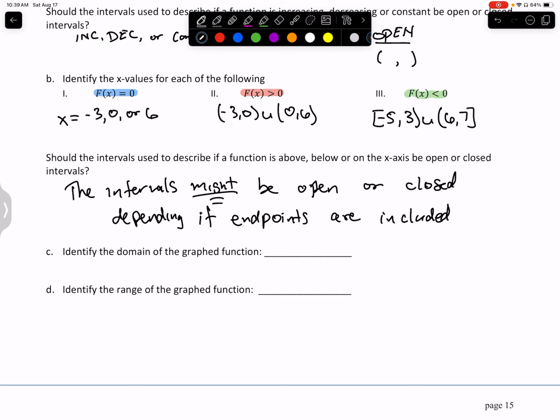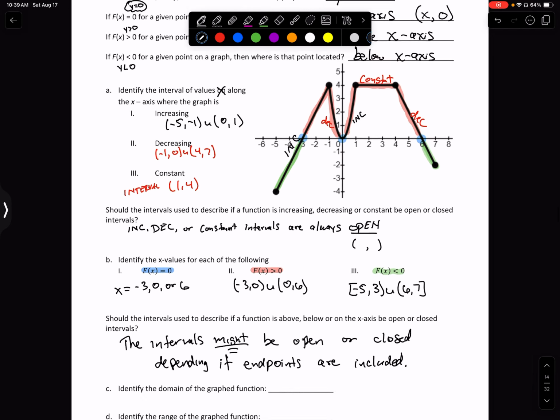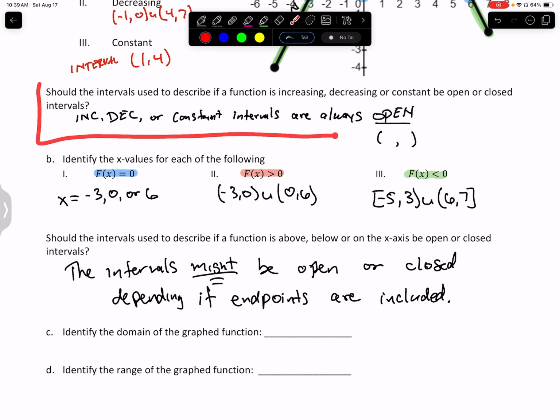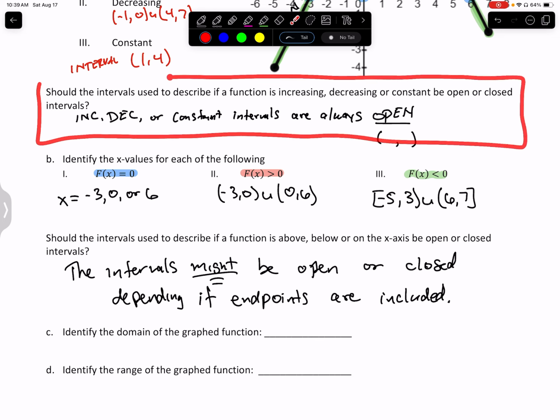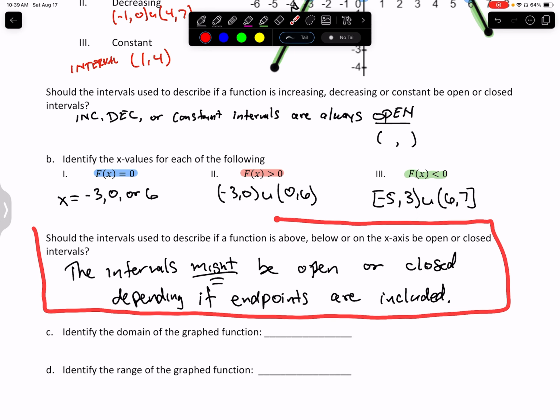If it depends, why are we writing this down? Feels like no news at all. The reason we're writing this down is we're comparing that, contrasting that with this situation. If you're talking about intervals that are increasing, decreasing, or constant, they're always open. There is no exception. If you're talking about intervals in which the graph is on, above, or below the x-axis, it depends if the point is included. Sometimes they are, and sometimes they're not.